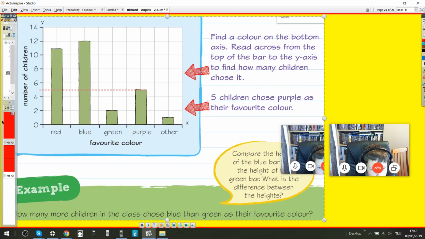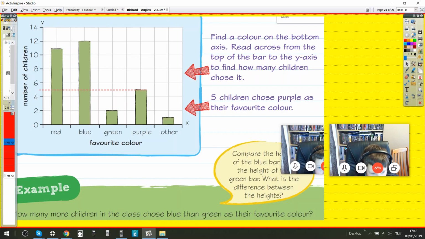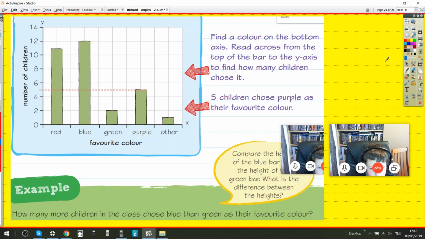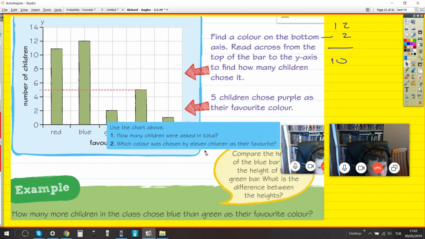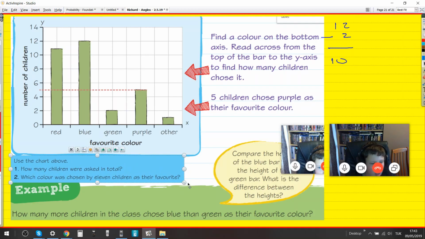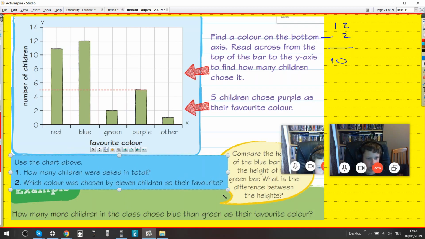Fine. So, how many more children in the class chose blue than green as their favourite colour? Now we know that 12 children chose blue as their favourite colour, and 2 children chose green as their favourite colour. So it will be 12 take away 2, which would be 10. Yes. So use the chart above. How many children were asked in total?